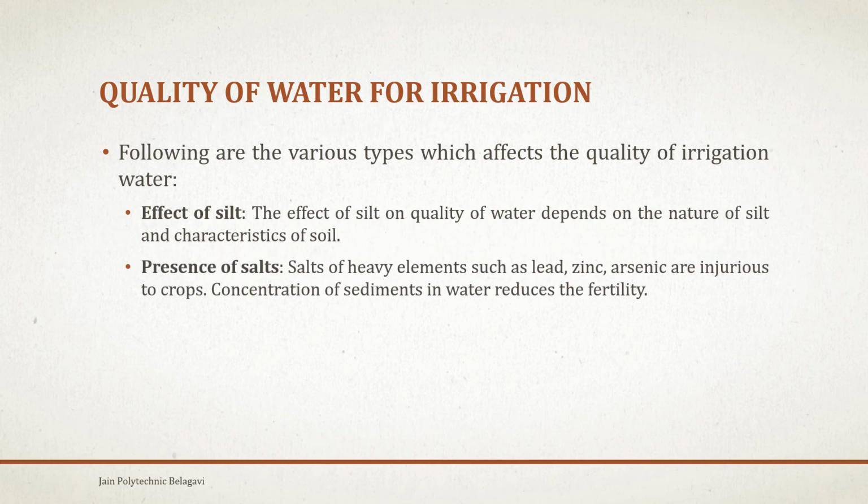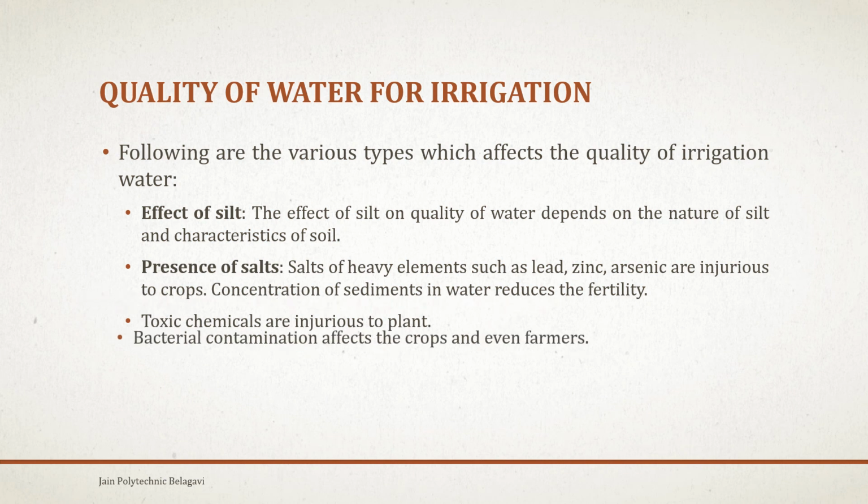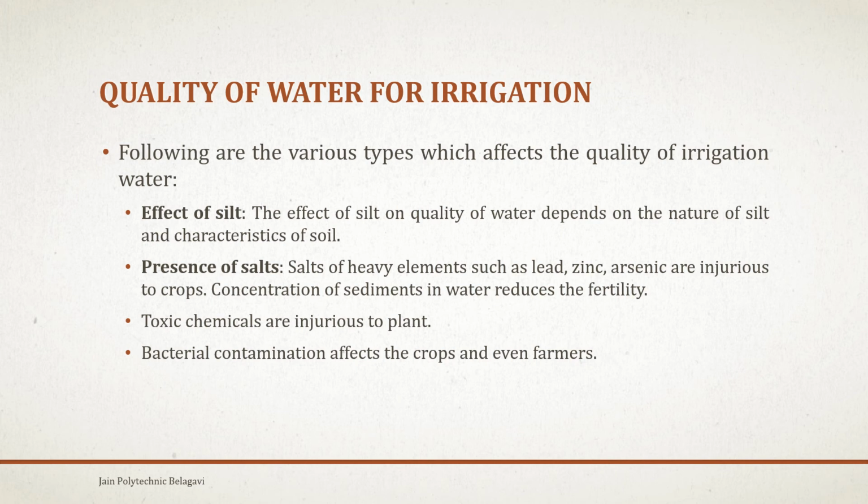Next, the presence of salts. Salts of heavy elements such as lead, zinc, arsenic are very injurious to crops. Concentration of sediments in water reduces the fertility. Next, the different toxic chemicals are a little bit injurious to the plants. Some bacterial contamination affects the crops and even the farmers. And the water with unpleasant odor unfavorably affects the farmers.